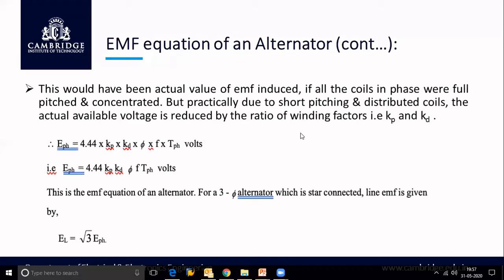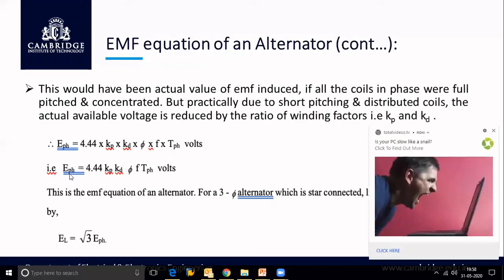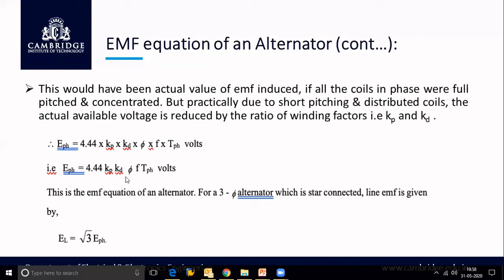And also the waveform generated, that is the EMF induced, is sinusoidal in nature. Because it is sinusoidal, we need to introduce one more factor, that is the form factor, in our EMF equation. Therefore, the EMF induced per phase is represented as 4.44 Kp Kd phi f T phase volts. Why this 4.44? We know that the form factor for a sinusoidal wave is 1.11, which is a standard value. If you multiply 4 into 1.11, it is nothing but 4.44. Then the pitch factor and distribution factor are introduced, along with phi f T phase volts, where phi is the flux per pole, f is the frequency of induced EMF, and T phase is the number of turns per phase. Therefore, this is the final expression of EMF induced: 4.44 Kp Kd phi f T phase volts.